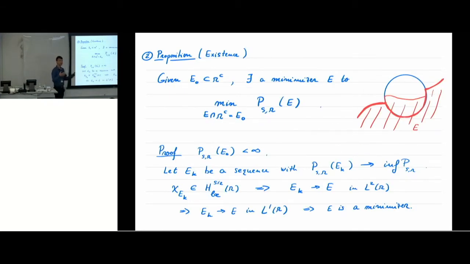How would you prove existence? Once you have lower semi-continuity, you can prove easily existence of a minimizer to the S perimeter. So we think that we are given some set E0 including the complement. Here the set E0 is the red part outside of the circle. That's E0. And then I want to fill it in inside here in such a way that I minimize the perimeter among all sets that are fixed outside. This is my boundary data. So how do I prove existence of such a minimizer?